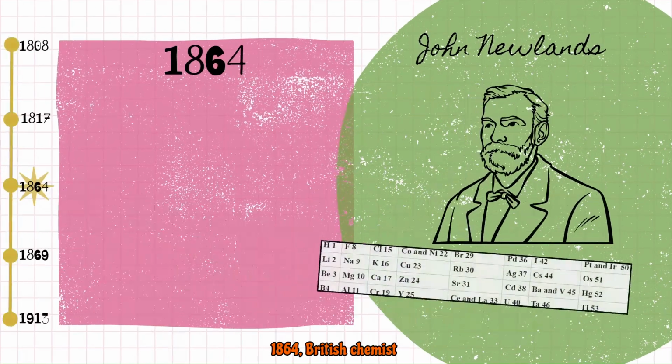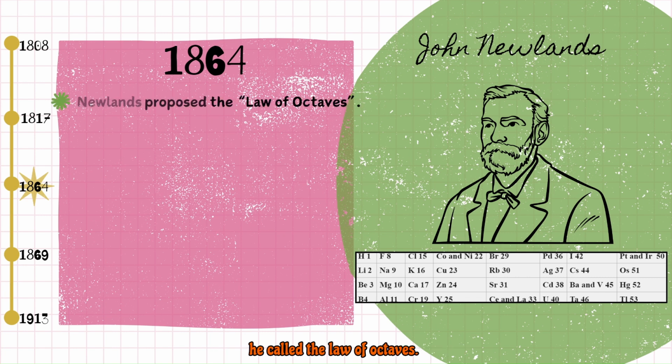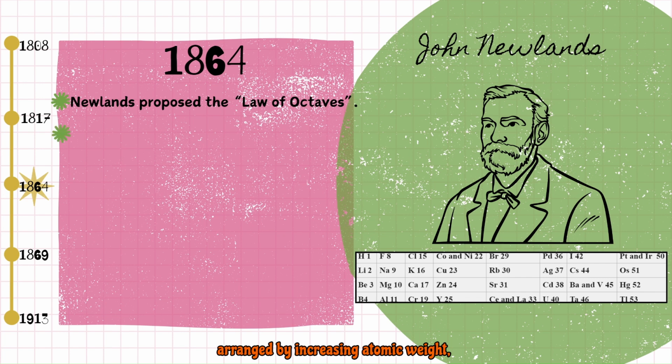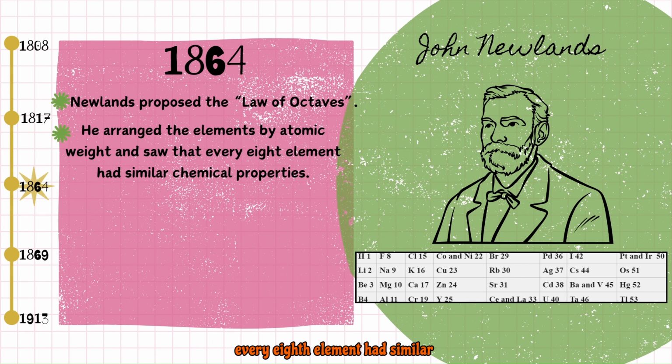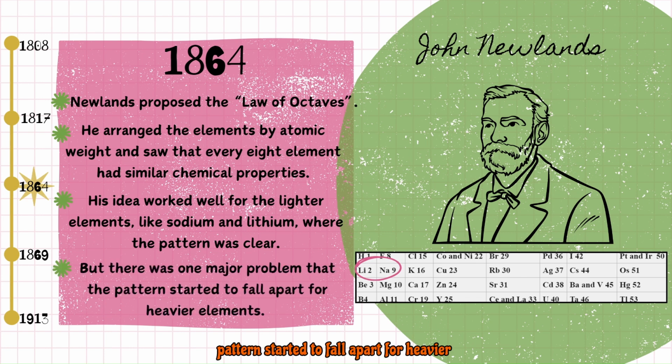In 1864, British chemist John Newlands tried his hand at organizing the elements and proposed what he called the law of octaves. He noticed that when elements were arranged by increasing atomic weight, every eighth element had similar chemical properties. His idea worked well for the lighter elements like sodium and lithium, where the pattern was clear. But there was one major problem. The pattern started to fall apart for heavier elements. For example, after calcium, the properties for every eighth element didn't match up.